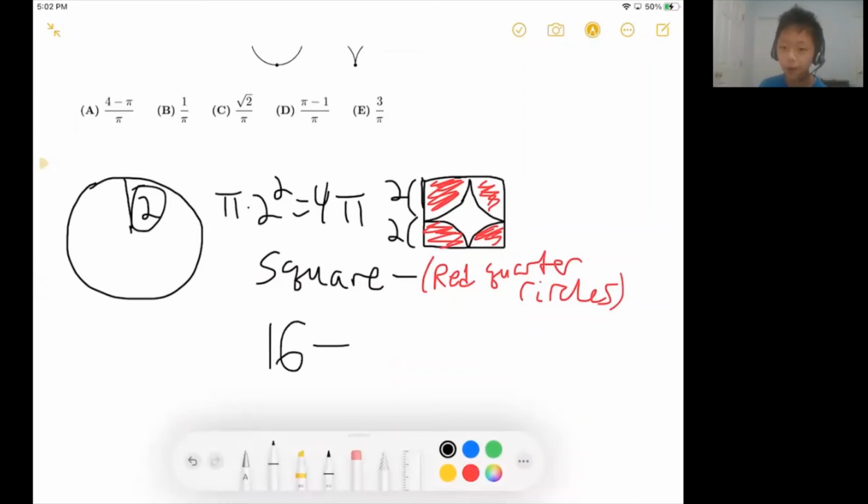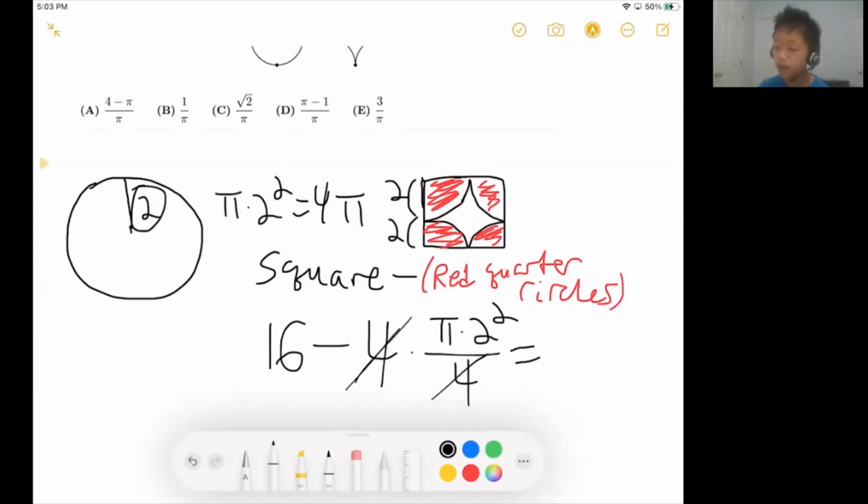To find the area of the red quarter circles, notice that we have 4 of these red quarter circles. So we can just do 4 times the area of one of them, by symmetry. Normally the area of a full circle would be pi r squared, so pi times 2 squared. But since this is a quarter circle, we have to divide by 4. We can simplify this, cancel off a 4 there, and you would get 16 minus 4 pi is the area of the star figure.